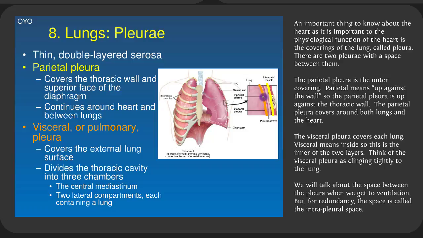The visceral pleura covers each lung individually. Visceral means inside, so this is the inner of the 2 layers. Think of the visceral pleura as clinging tightly to the lung. We will talk about the space between the pleura when we get to ventilation, but for redundancy, this space is called the intrapleural space.